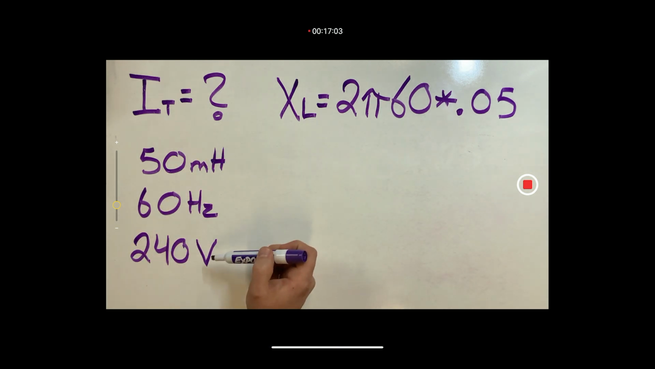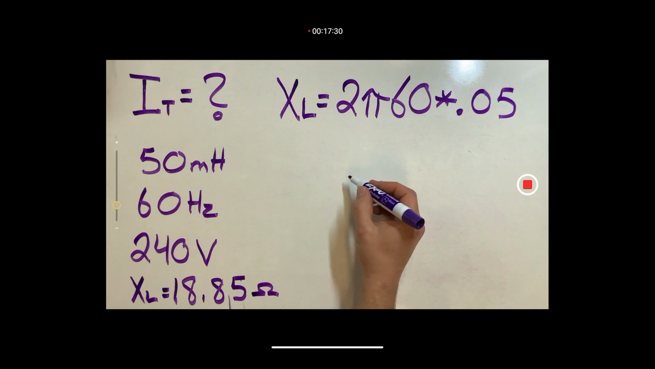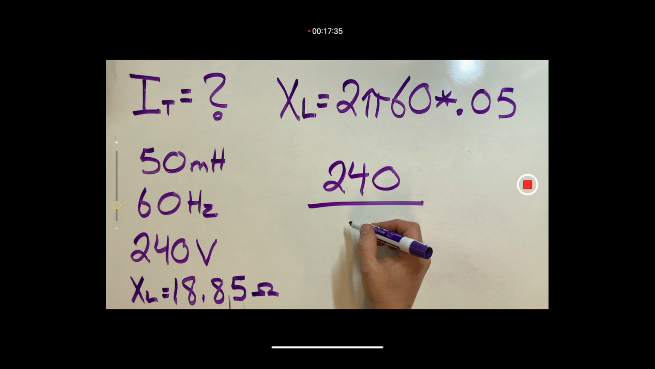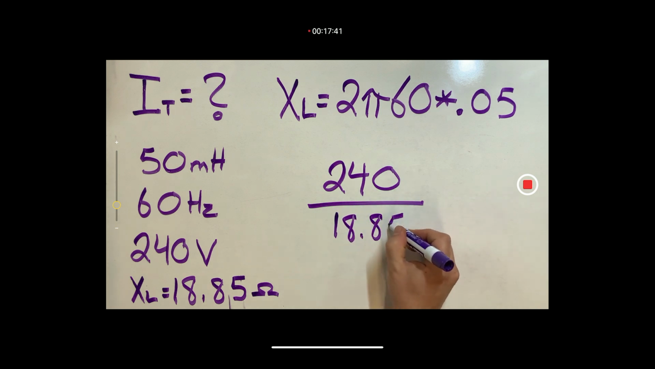But now, like in the previous questions, if we have voltage and now we have inductive reactance, I did say 18.85 ohms of inductive reactance after I rounded it, we can then simply take the 240 volts and divide it by the reactance of 18.85, and that should give us current.